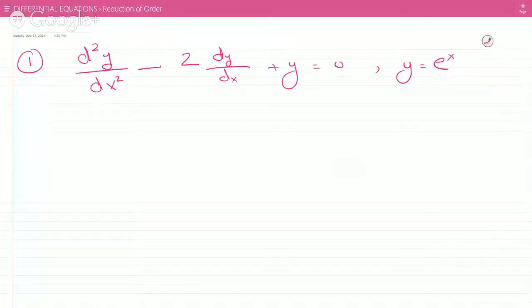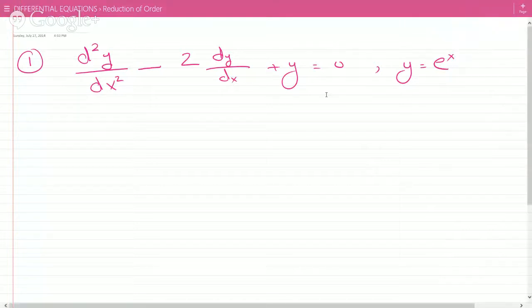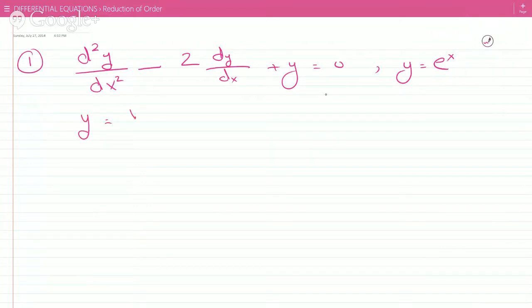Step with the reduction of order, since you have one of them, you say let y equals v e to the x, right?